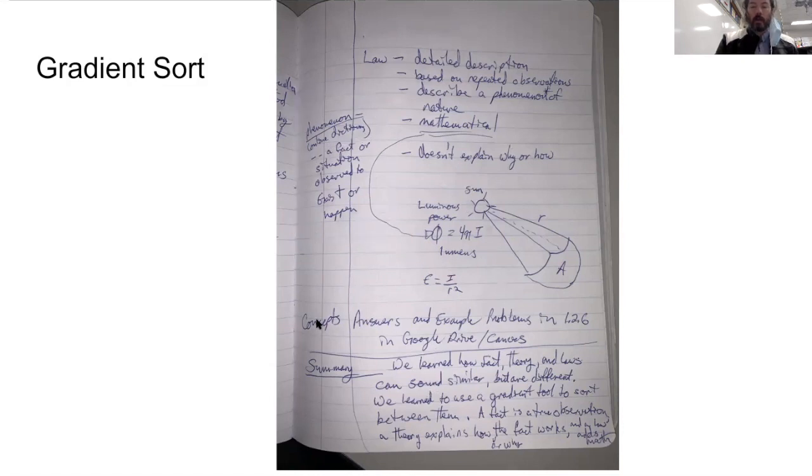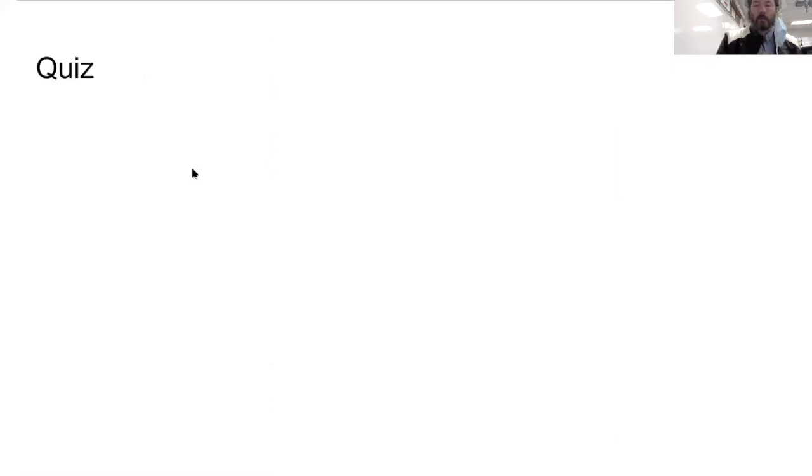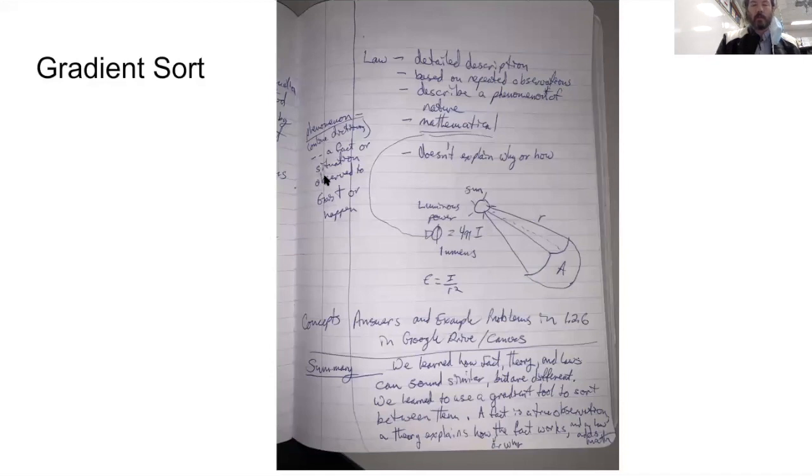Now notice, concepts, answers, and examples are in 1.2.6 in Google Drive and Canvas. So there's not a huge concept section because that was what I wanted you to do with the little slideshow. Okay, so that concludes the video on the notes. Next, we will take a look at the gradient sort itself.